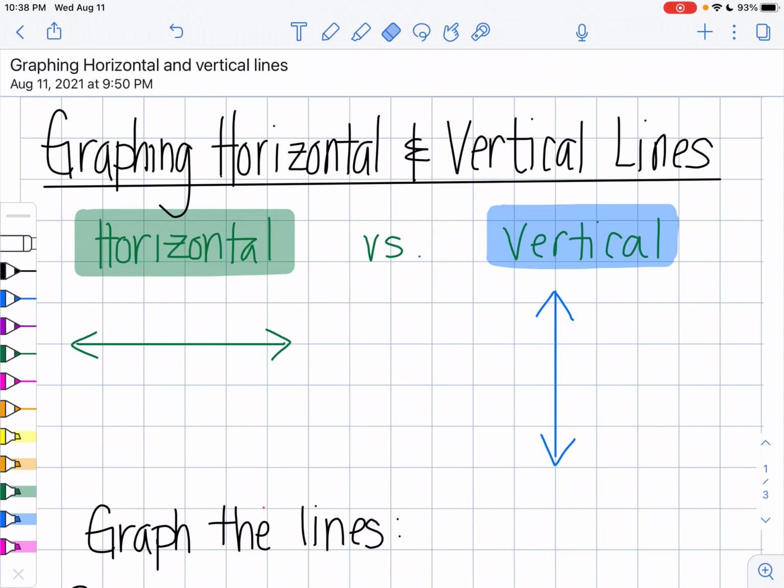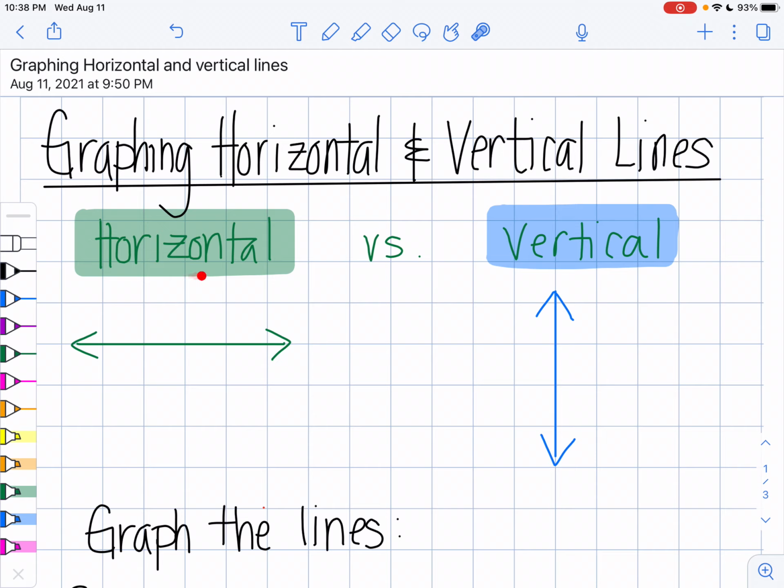So in this video, we're going to learn how to graph a horizontal and a vertical line. So the first thing that we have to do is understand the difference between horizontal and vertical lines. So I drew out some pictures for you, but I kind of wanted to give you some other ideas to maybe think about because I always got these confused when I was in school.